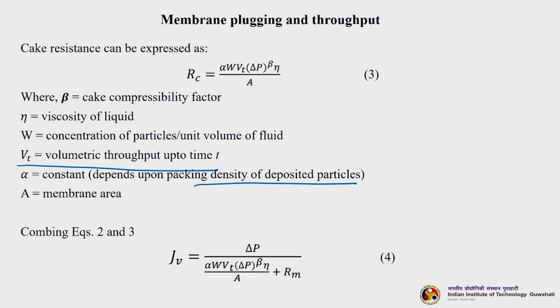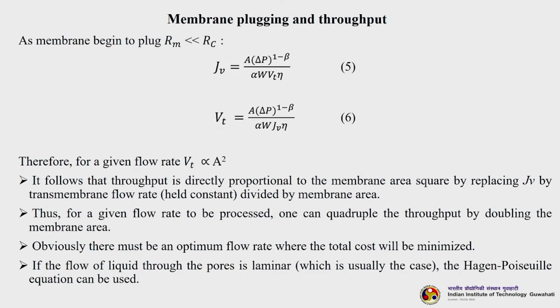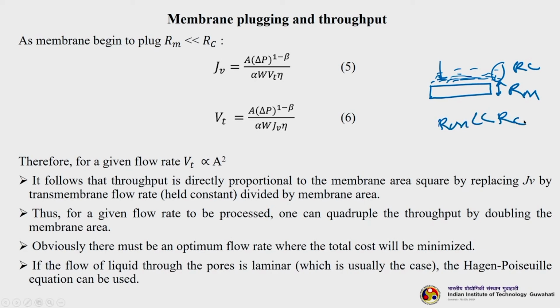So, if you combine the last two equations, we can write JV as delta P divided by (RC plus RM). What happens as the membrane begins to plug? Initially, when the membrane is clean, this is RM. Then slowly, when the cake layer and concentration polarization start, this is RC. When the process is on, your RM will be much smaller than RC. That means RC will be the dominant resistance.